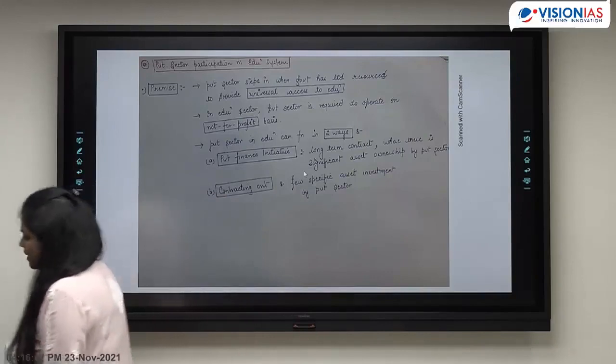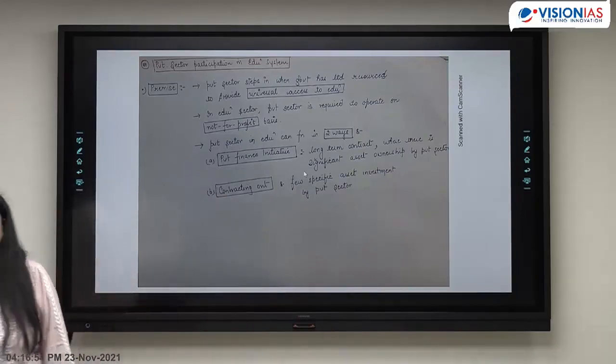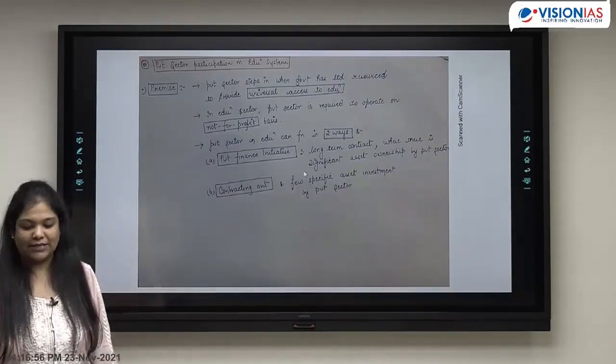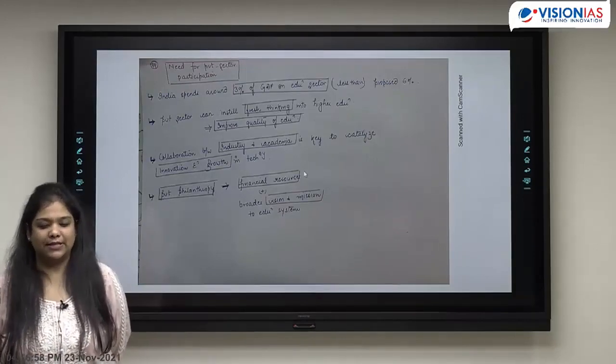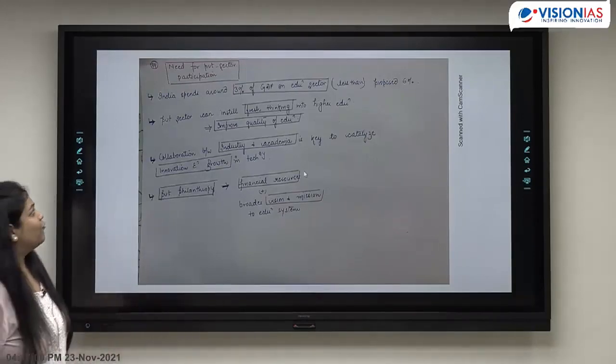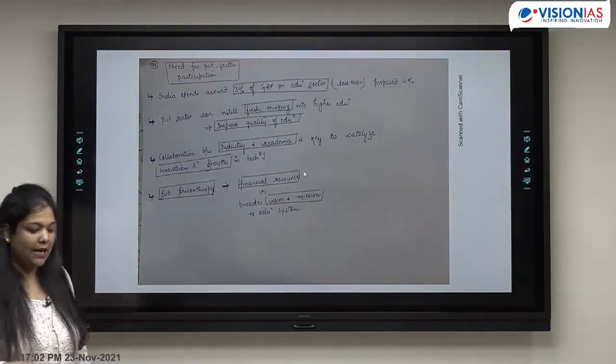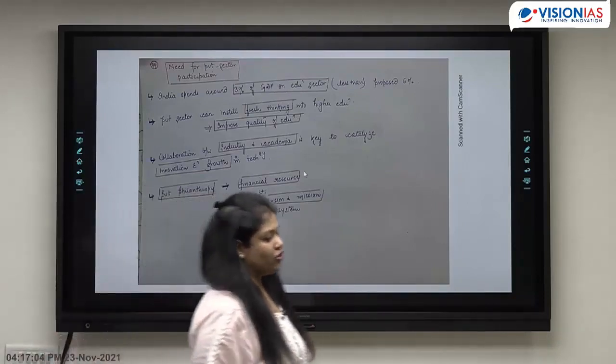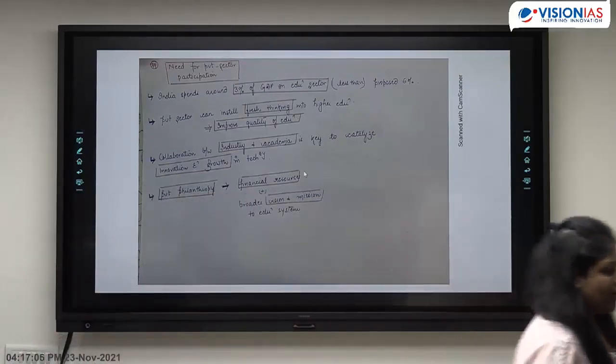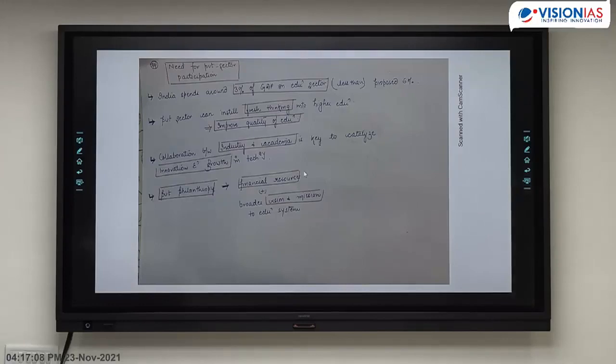So there can be long-term contracts also, or it can be a few specific asset investments by the private sector. So what is the need for private sector investment? Currently our expenditure on the education sector is 3%. However, ideally it should have been 6%. So in this backdrop, the participation of the private sector becomes very important.